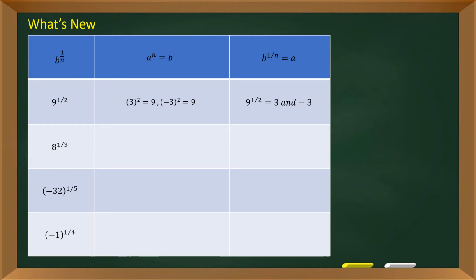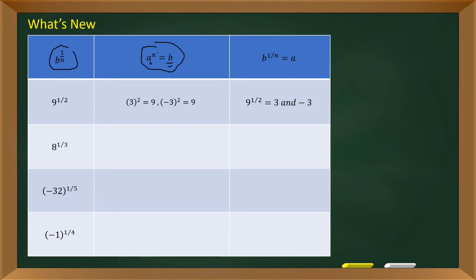And now let's move on to this part of your module on what's new. As you can see, this part has a table divided into 3 columns. The first column has an expression b raised to 1 over n, or an expression with a rational exponent. On the second column, we are going to express b into its exponential form with an integral exponent, or an exponent which is a whole number.